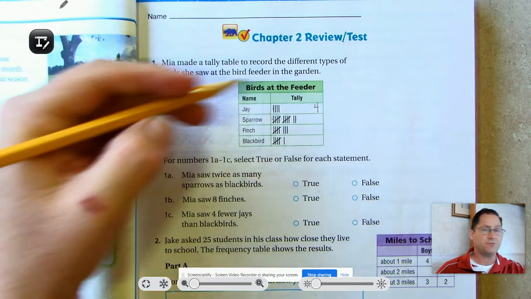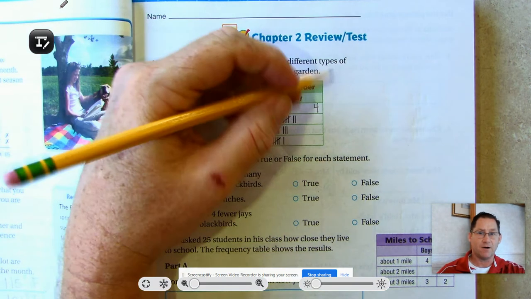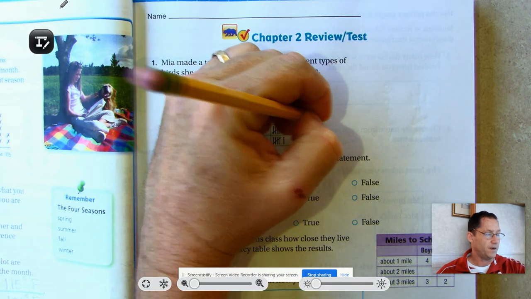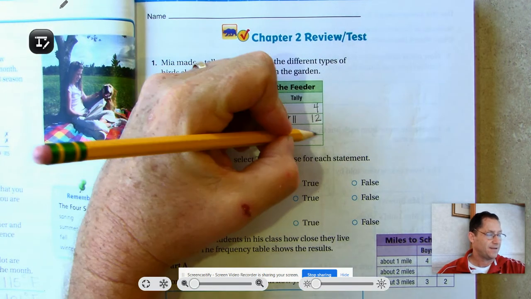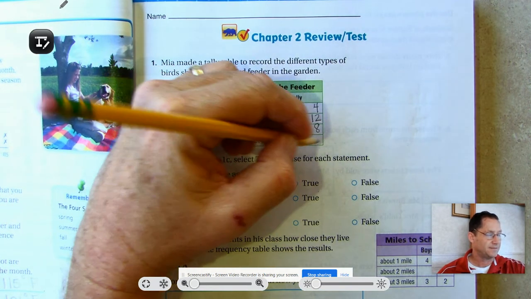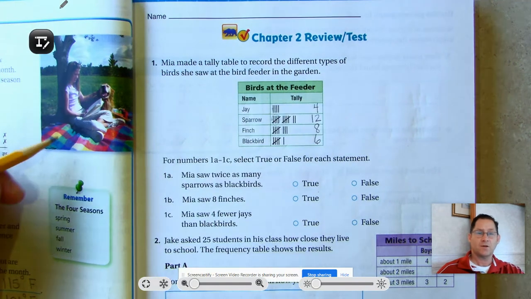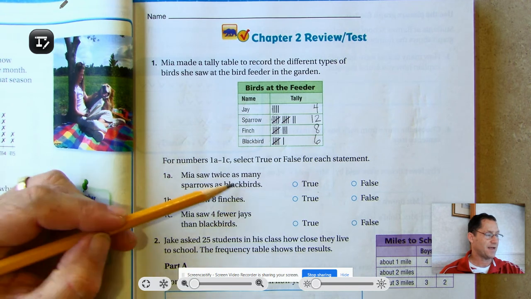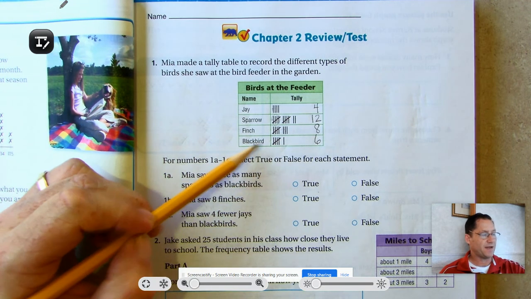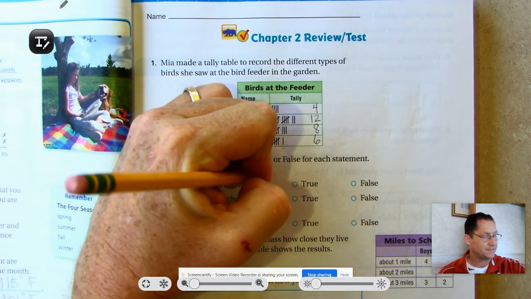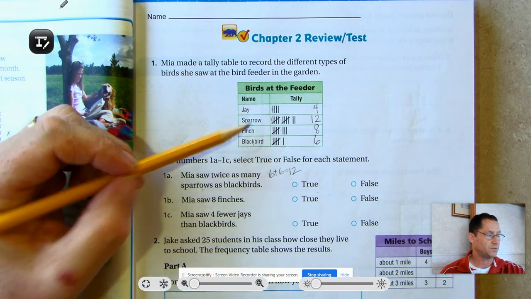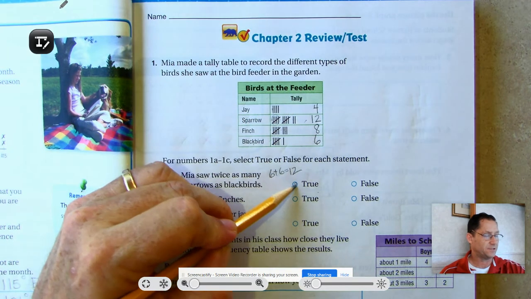All right, I've been encouraging you to write the totals right on the tally chart. 5, 10, 12, 5, 6, 7, 8, 5, 6. Okay? Mia saw twice as many sparrows as blackbirds. Twice as many blackbirds would be 6 plus 6 is 12. Did she see 12 sparrows? Yes, she did. So that is a true statement.